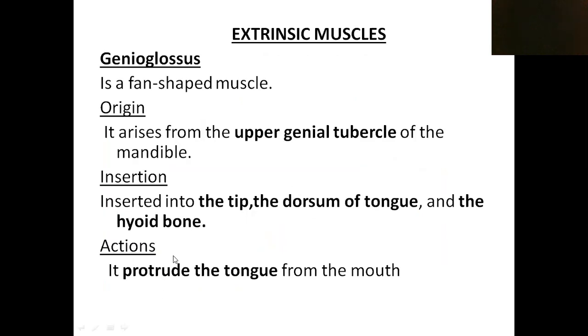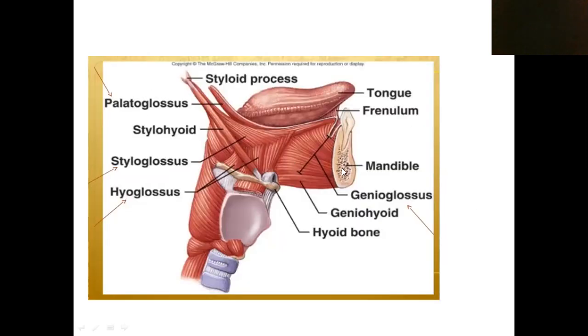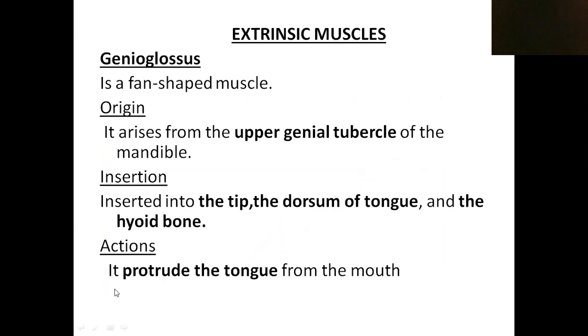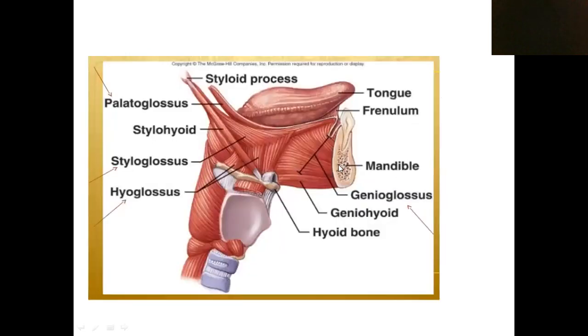What will be the action of this muscle? When this muscle contracts, it pulls the tongue forward. That action is known as protrusion, so it protrudes the tongue. Now the nerve supply, we'll discuss later. So origin, insertion, action, those 3 points are clear now: origin from the genial tubercle, insertion to the tongue, it protrudes the tongue.